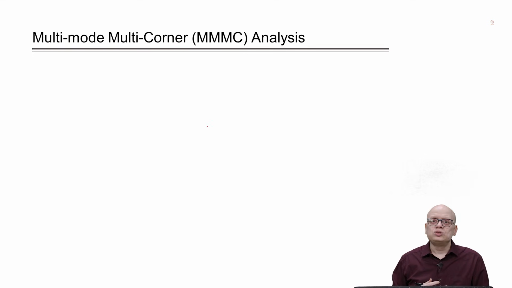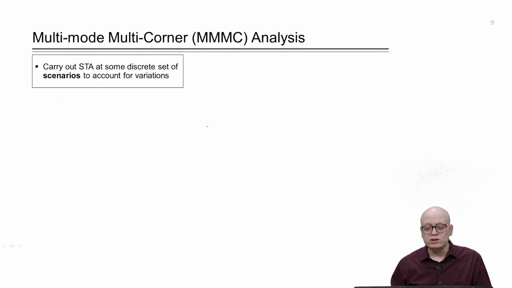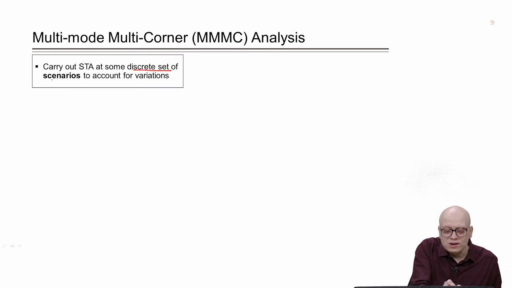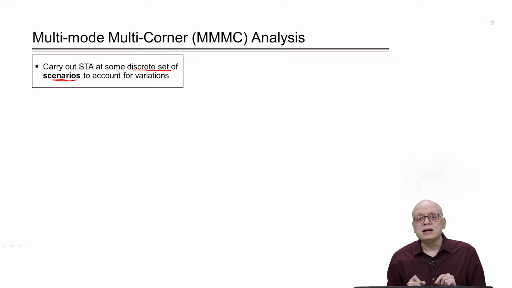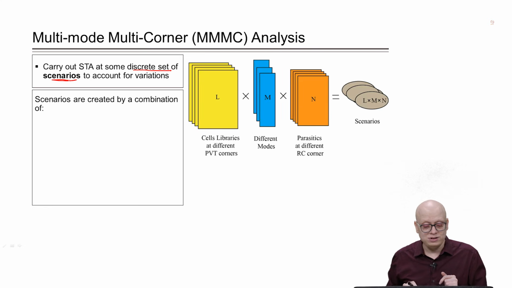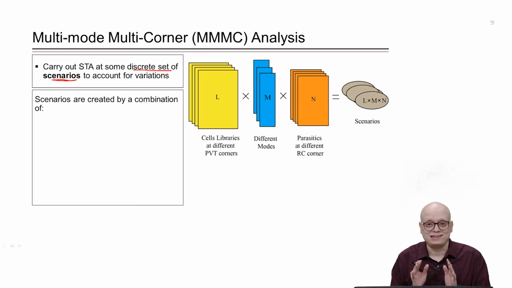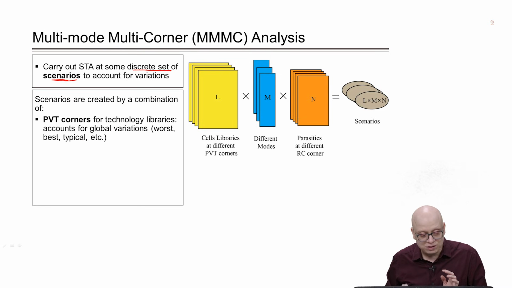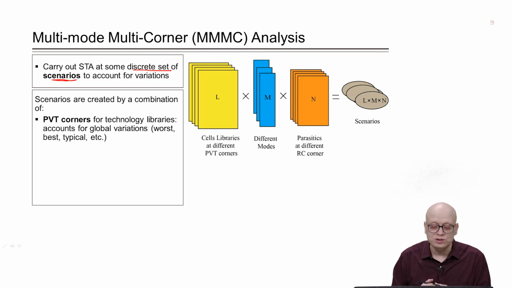The other method to account for variation is what is known as multi-mode multi-corner analysis, or MMMC analysis. In multi-mode multi-corner analysis, we carry out STA at some discrete set of scenarios. So, we do timing analysis for some discrete set of scenarios to account for variations. What are these scenarios? These scenarios are derived by the combination of three things. What are these three things? The first one is the PVT corners for technology libraries.